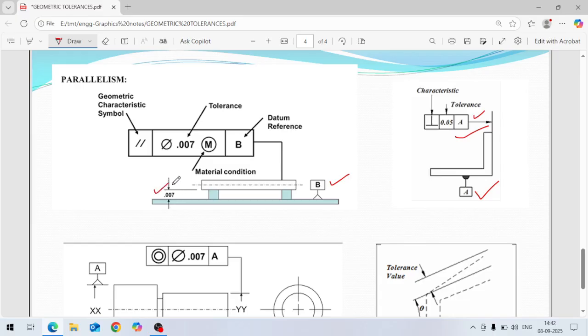That means this 7 micron value applies here, and this surface should be parallel to the datum. The datum is this, and this is the bottom surface, which should be parallel with respect to the datum within the value of 0.007 mm, that is 7 micron. So this way we define parallelism.